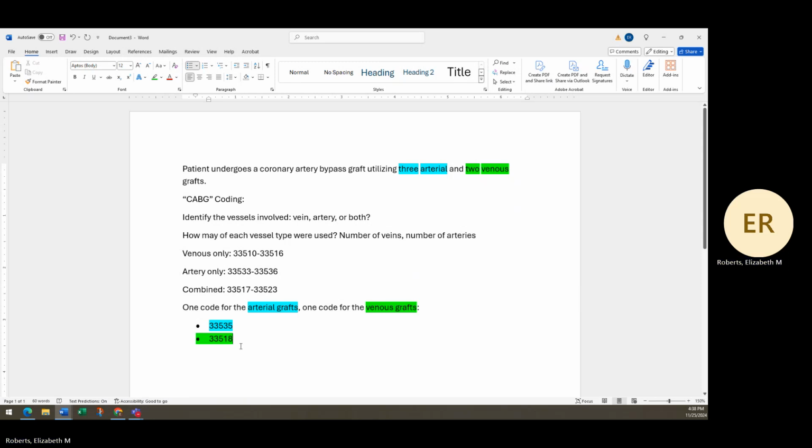33518. That add-on code. Now, there are more complexities when it comes to CABG coding in terms of how they procure those vessels and where those vessels come from. Sometimes it's included, sometimes it's not. But at its very basic level, this is coronary artery bypass graft coding, which at least gets us in the right section and shows you how these primary codes work.